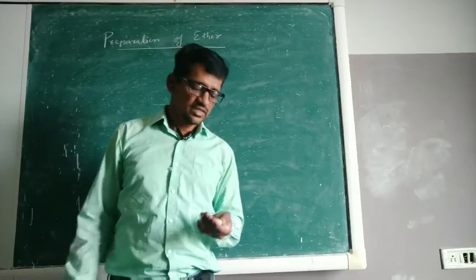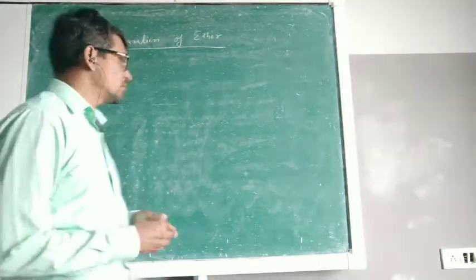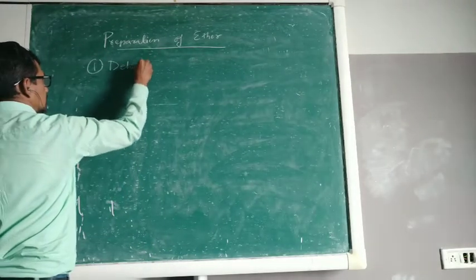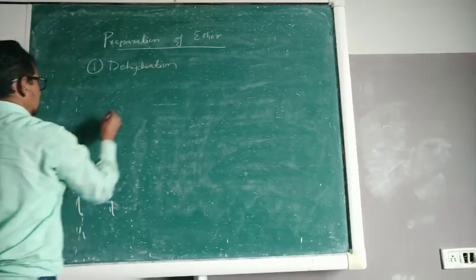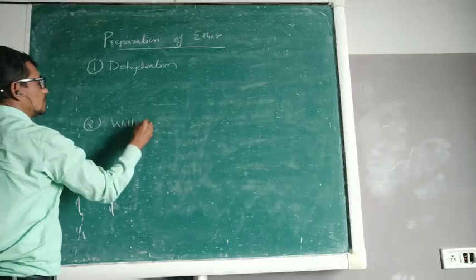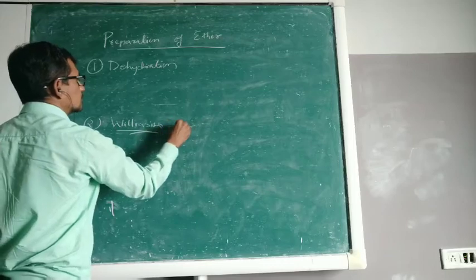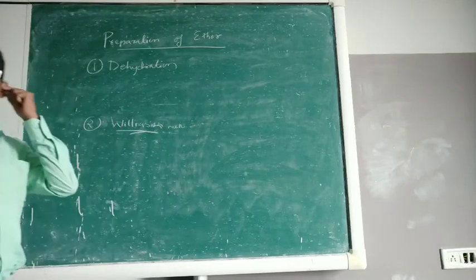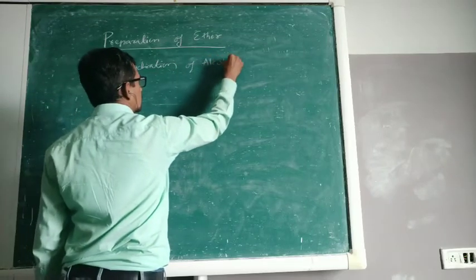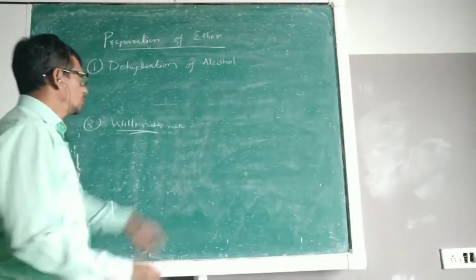Okay, second we discuss that is preparation of ether. 2 methods are there. First one is dehydration method. Okay, and second is Williamson, scientist name, Williamson method. In dehydration, so dehydration of alcohol produce ether. How? I am writing.